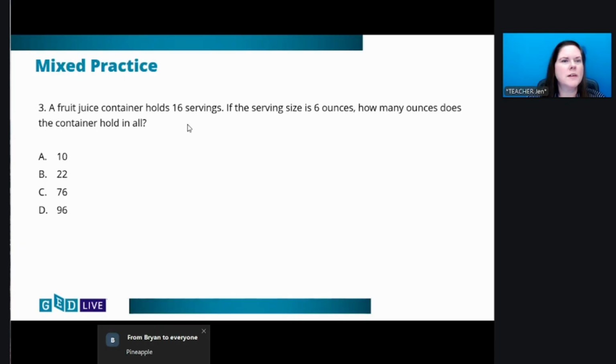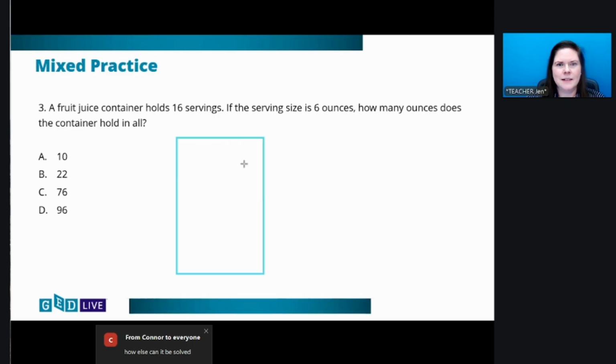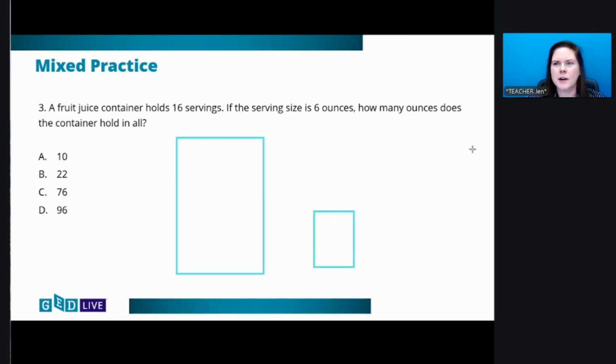Grape juice. Okay, so we're gonna pretend that this fruit juice container holds 16 servings of your favorite fruit juice. All right, so the serving size is 6 ounces. It's important to know that we have two different things we're talking about. One is the fruit juice container, which I'm going to draw like that. That's the thing that we put in the fridge, right? And then one is the little glass that you drink. Okay, so this is 6 ounces. And we're looking for how many ounces for the big thing.